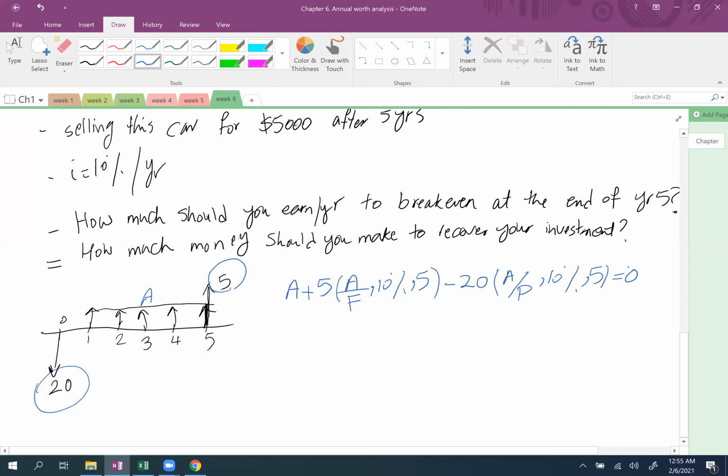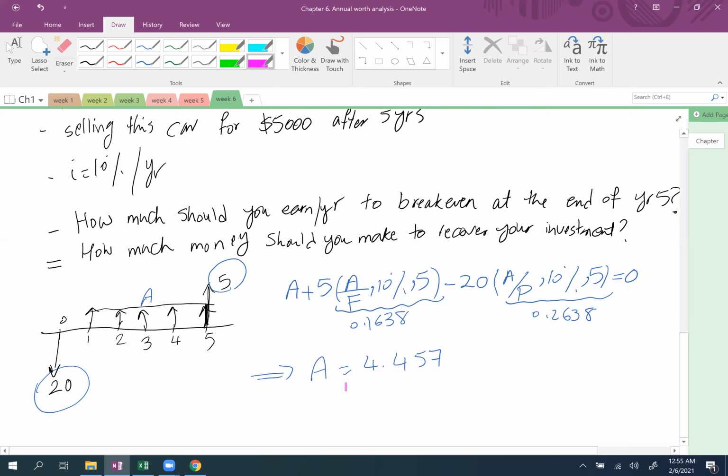As you can see, you do have the values of these factors. For example, A given P, 10%, and 5 is 0.2638. And this one, A given F, is 0.1638. So as you can see, the only thing missing is the value of A. And A, if I do the calculation, will be 4.457.